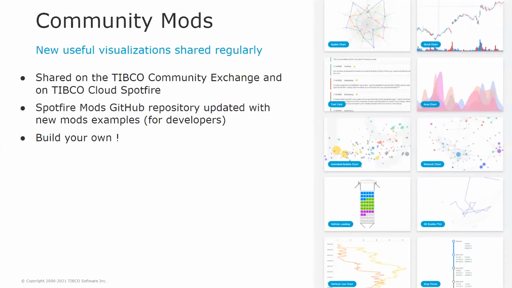So if you now upgrade to 11.4 from 10.10 or earlier versions, you will immediately get access to 12 new Spotfire visualization types in the community mods collection. And we plan to regularly add new visualizations to this collection. These range from very specific ones to more general purpose visualizations.